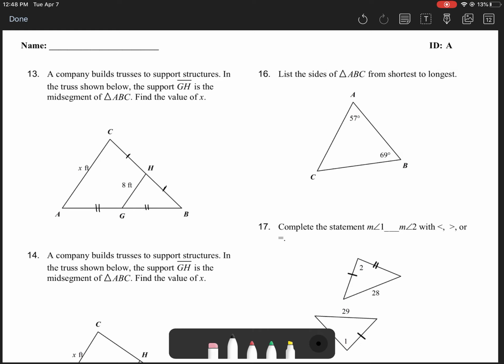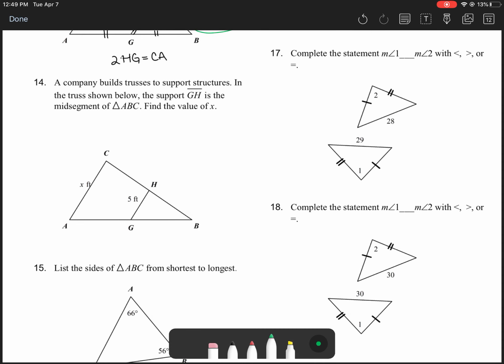Now, that doesn't really matter in this case because it's not affecting our answer. What we really need to remember is that the mid-segment is going to be half the base of the triangle. So in this case, HG is going to be half of CA. If HG is 8, that is half of 16, so CA would be 16. If you need the math for that, take the mid-segment and multiply it by 2 to get the whole length. So CA would be 16.